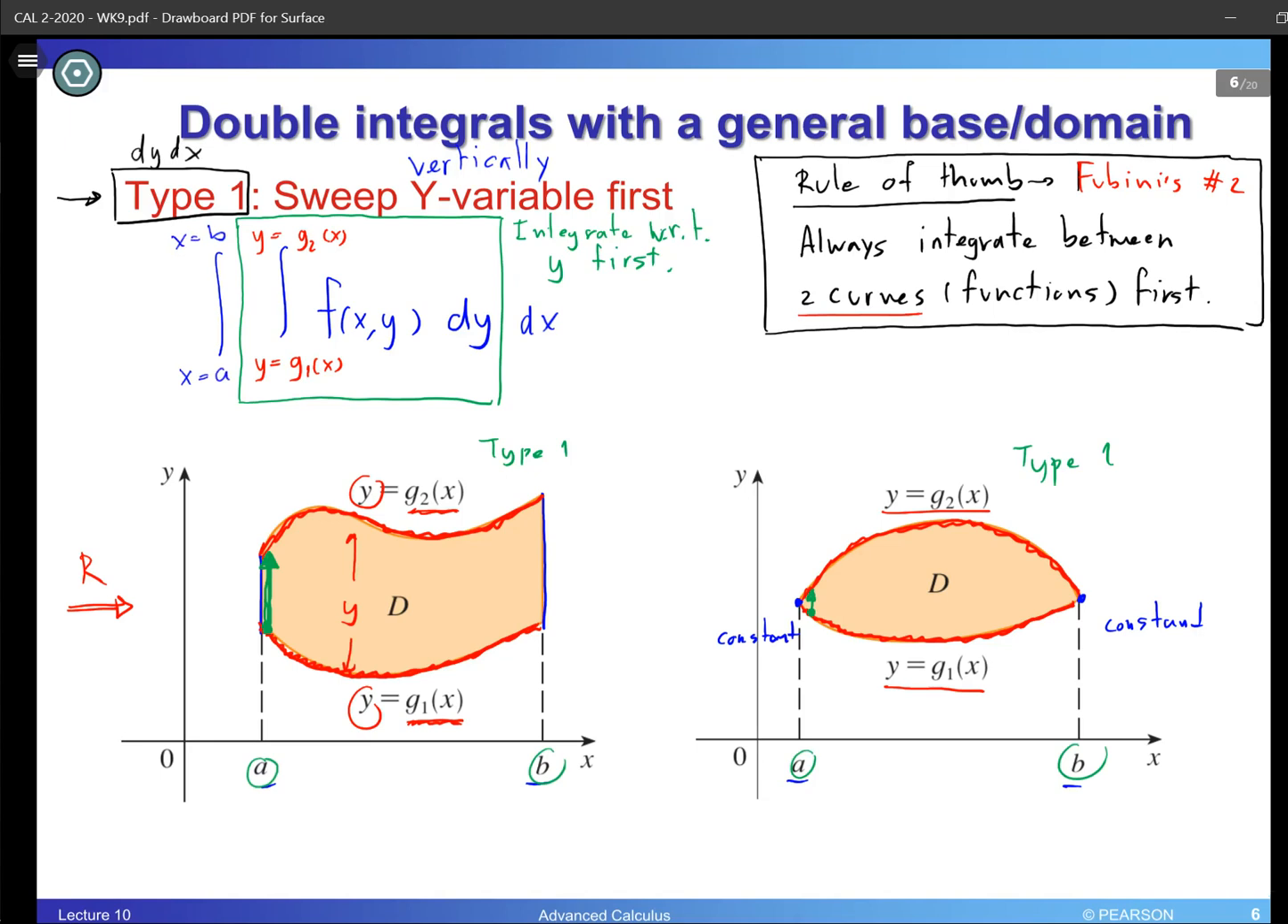So during the second integration, what's going to happen? It's going to replicate this kind of sweeping over and over again until it covers the whole region. So it's going to do this. Replicate this kind of sweeping from the lower curve to the upper curve, and then do it again.